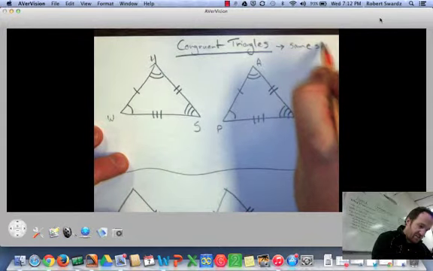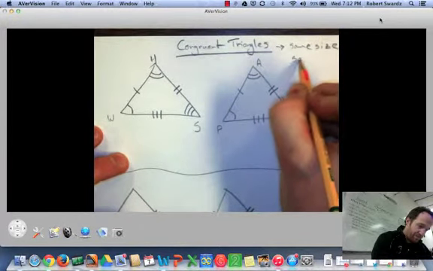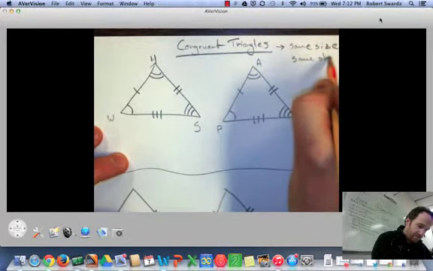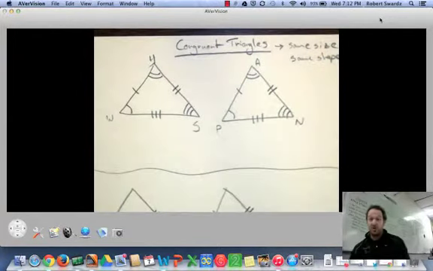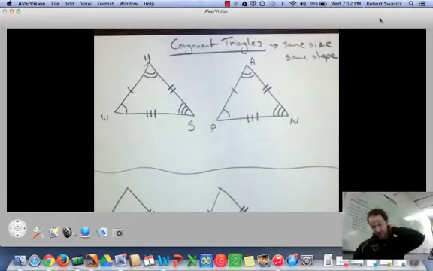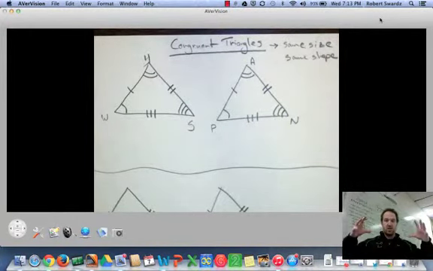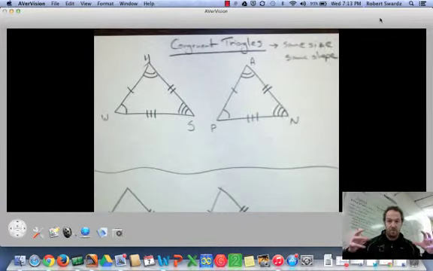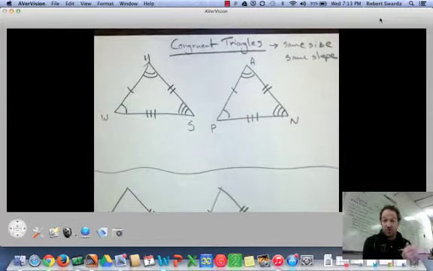Same size, same shape. We've talked about similar triangles in the past. Similar triangles are only the same shape, right? You enlarge a square, it's still a square, but it's a different size. Okay? Similar triangles are just the same shape, not necessarily the same size. Congruent triangles, same size and same shape.